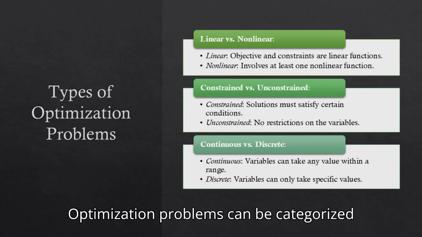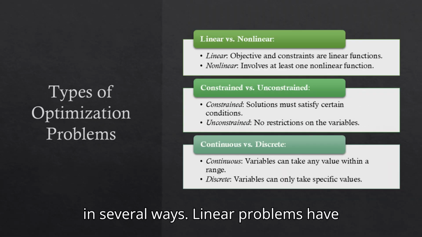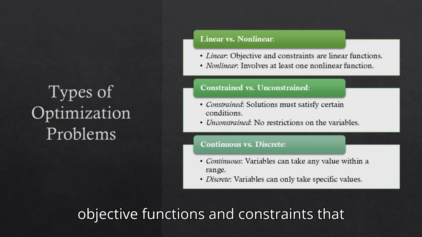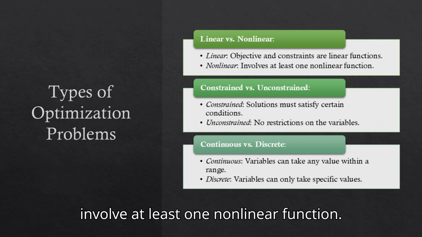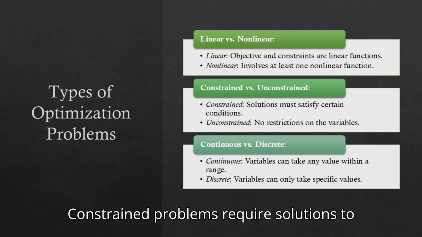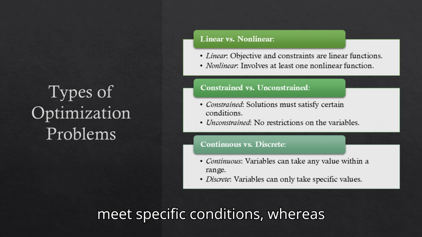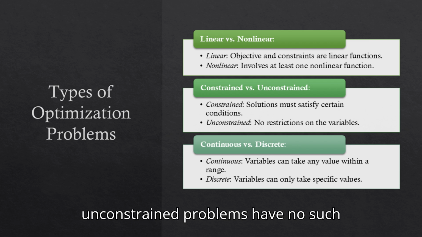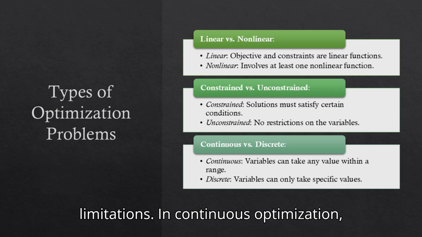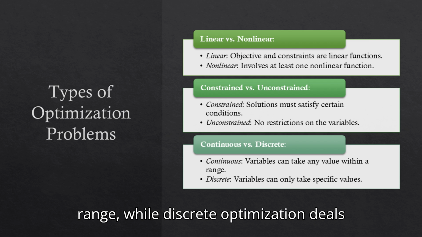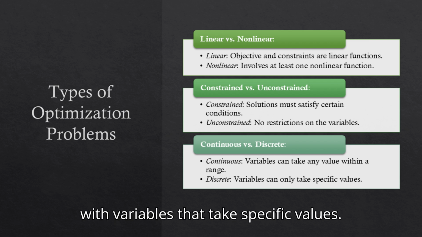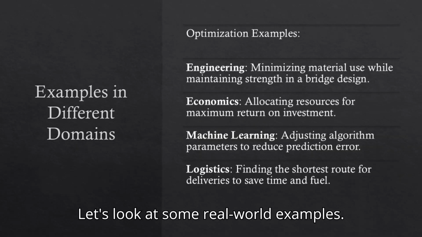Optimization problems can be categorized in several ways. Linear problems have objective functions and constraints that are linear, while nonlinear problems involve at least one nonlinear function. Constrained problems require solutions to meet specific conditions, whereas unconstrained problems have no such limitations. In continuous optimization, variables can assume any value within a range, while discrete optimization deals with variables that take specific values.